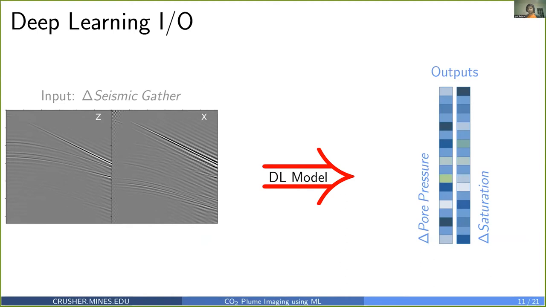And then the outputs at that particular CMP location: what is the one-dimensional change in pore pressure? What is the change in CO2 saturation along depth at that particular CMP location? So we can perform this training over multiple CMP gathers and then apply it to all CMP gathers or future, let's say, monitor surveys. And that's what we'll see here.